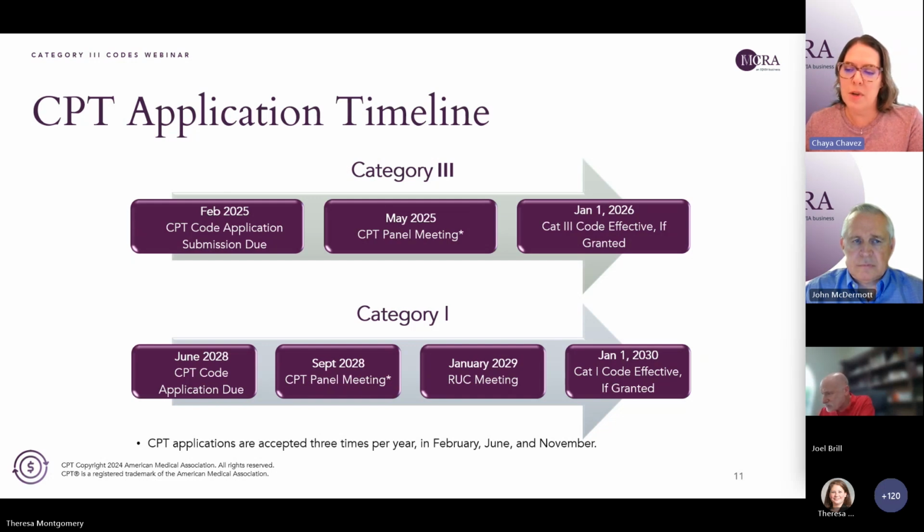It doesn't always happen, but if there are questions about the application from the societies or any outside persons, then it is discussed during the meeting. So that's a 2, sometimes 3-day process, this meeting where it occurs. And it can be where we discuss all of the different applications that have been submitted and any potential questions that the CPT editorial panel has about those applications.